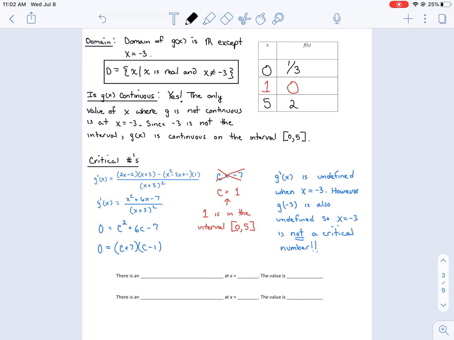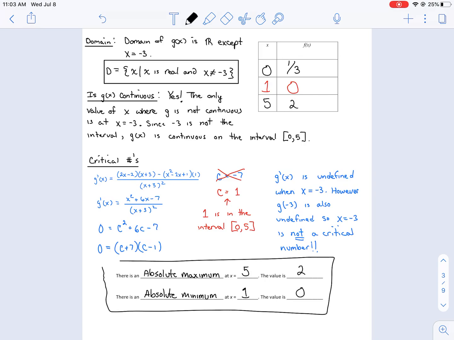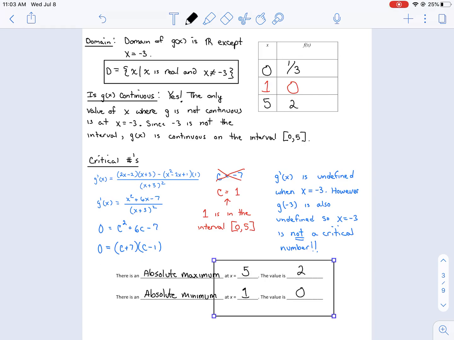Okay, so it looks like there is an absolute maximum at x is equal to 5. The value is 2. There is an absolute minimum at x is equal to 1. The value is 0. And we have found the location and the value of our two extrema.